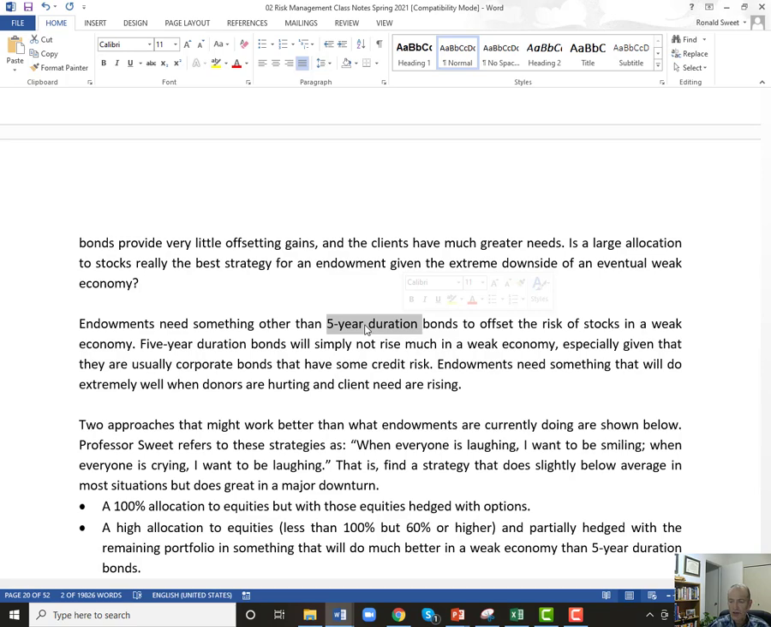It may actually fall. In 2008, stocks fell 35%, and corporate bonds fell 15 to 20%. Yeah, treasuries were up, but endowments don't buy treasuries. They buy corporate bonds. We'll talk about that later. You're going to see when we talk about correlation, one of the biggest lies that financial planners tell is when they talk about bonds. And we'll get into that. So endowments need to do something radical. If they're going to put that much in stocks, they need to do something radical, not just stick their money in 5-year duration bonds. So what might work?